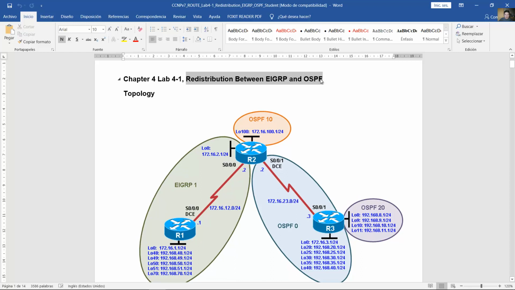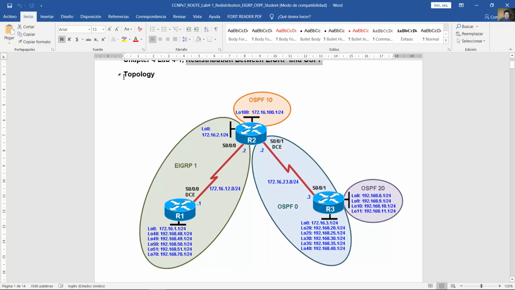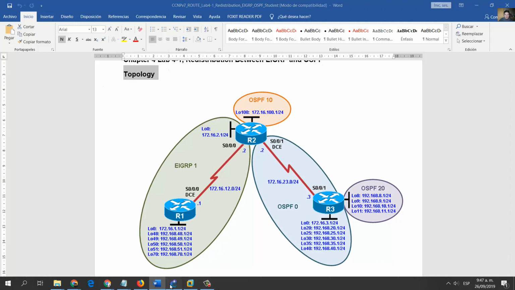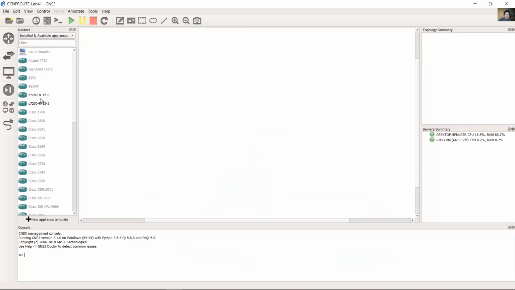Redistribution between EIGRP and OSPF. Build this topology. We will use these routers with iOS 15.2.